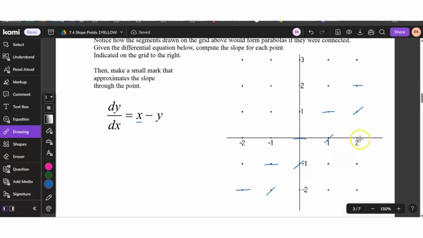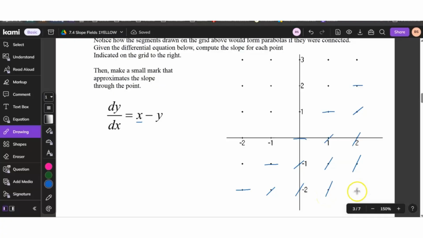So this one would be 2 minus 0. Well, that's a slope of 2. This one here would be 1 minus negative 1. Well, that's also 2. And then this one here would be 0 minus negative 2. Well, that's also 2. So those ones are all a slope of 2. These ones here should be the same as well then, right? So 2 minus negative 1, 3. So make it even steeper.